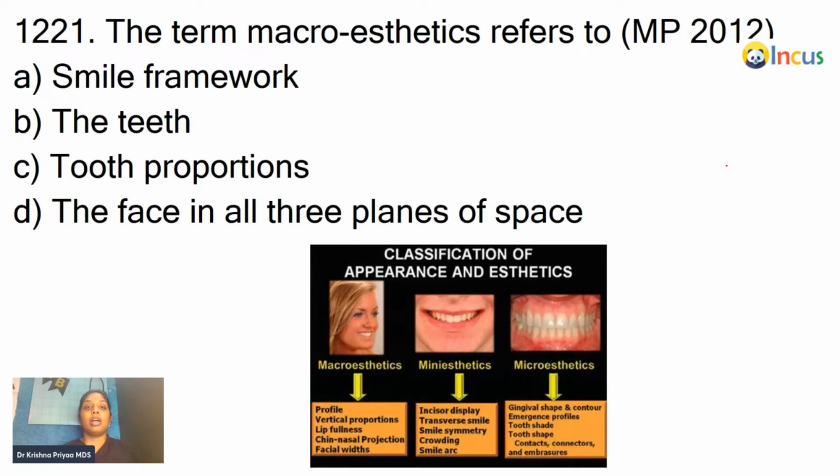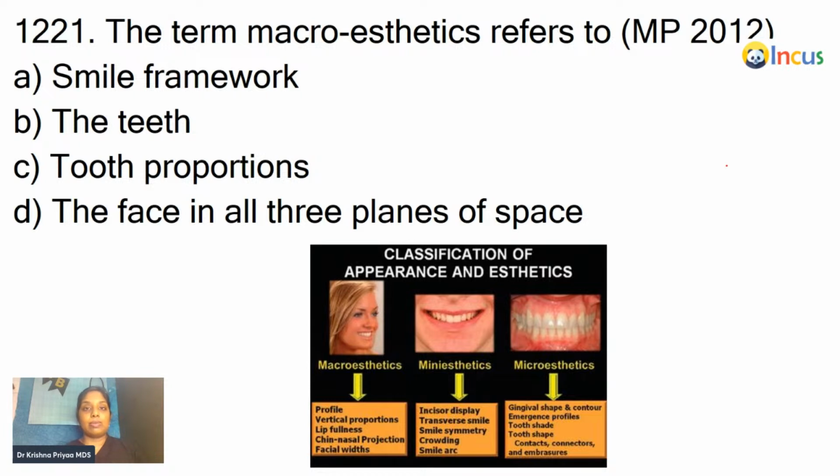Next question. The term macro aesthetics refers to, okay, we are going to classify which comes under what. So first is macro aesthetics. So what do you know by the term macro? Macro means it is a bigger subject. So in macro aesthetics, imagine we are covering everything from profile, vertical proportions, lip fullness, chin and nasal projections, and also the facial width. So something which is associated when a patient is presented to us as a whole face, that comes under macro aesthetics.